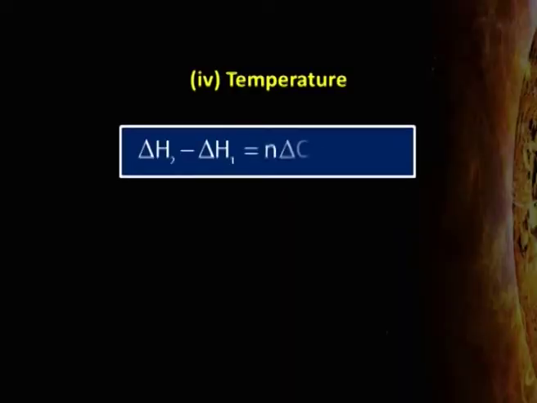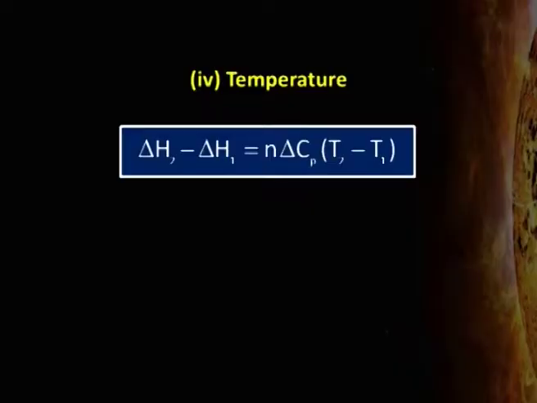Temperature is another very important factor which influences heat of reactions. Heat capacities depend on temperature, hence temperature is to be specified at which the reaction is carried out. Delta H2 minus delta H1 equals delta Cp multiplied by T2 minus T1.